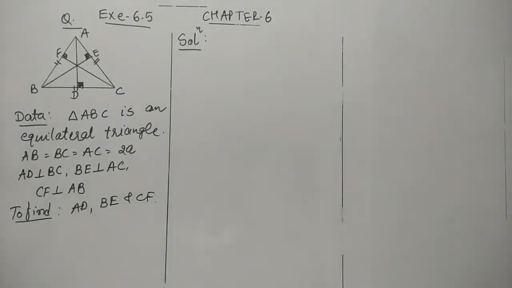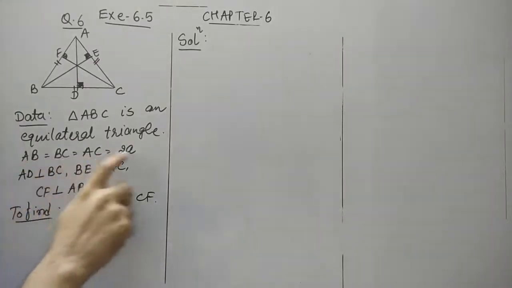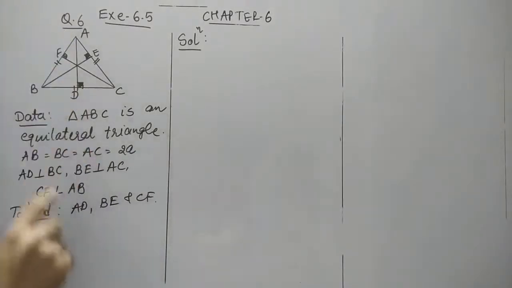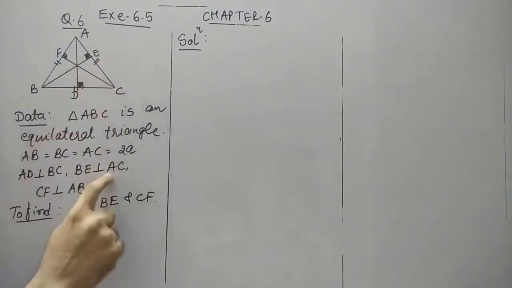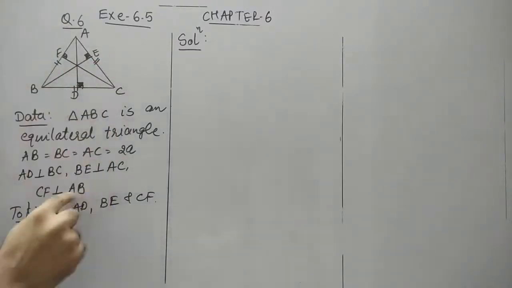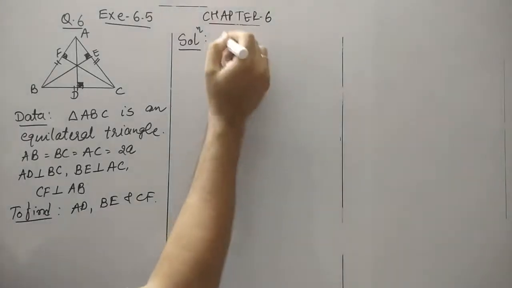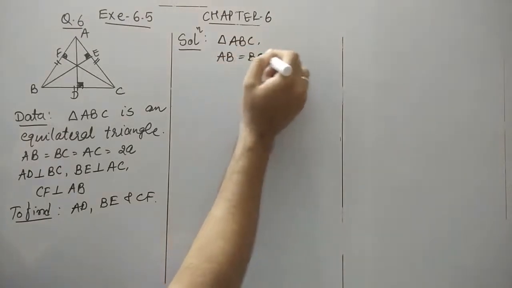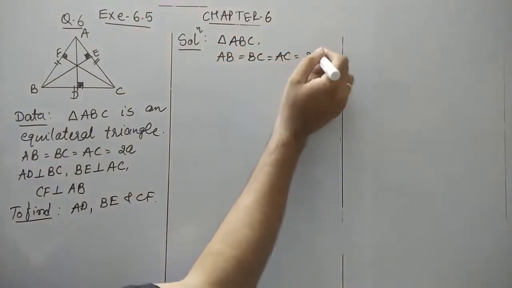Hello students, let's start again with one of the most important questions of this exercise. Question number 6. It is given that triangle ABC is an equilateral triangle where the length of all the sides is 2a. There are three altitudes: AD perpendicular to BC, BE perpendicular to AC, and CF perpendicular to AB. We have to find the length of all these altitudes. In triangle ABC, the lengths of all three sides are the same: AB is BC is AC, equal to 2a.